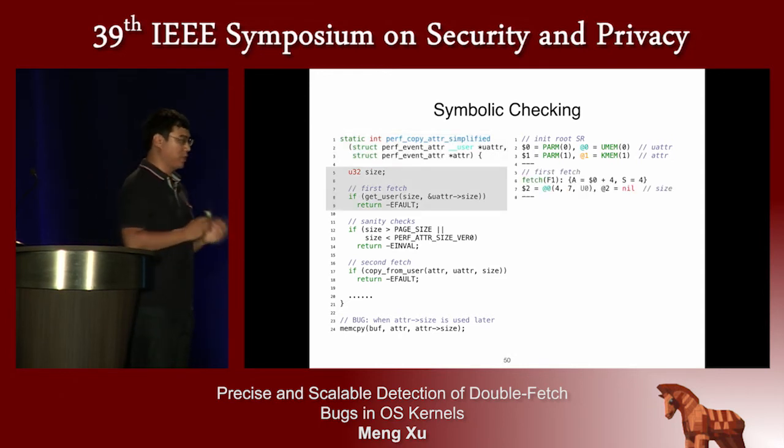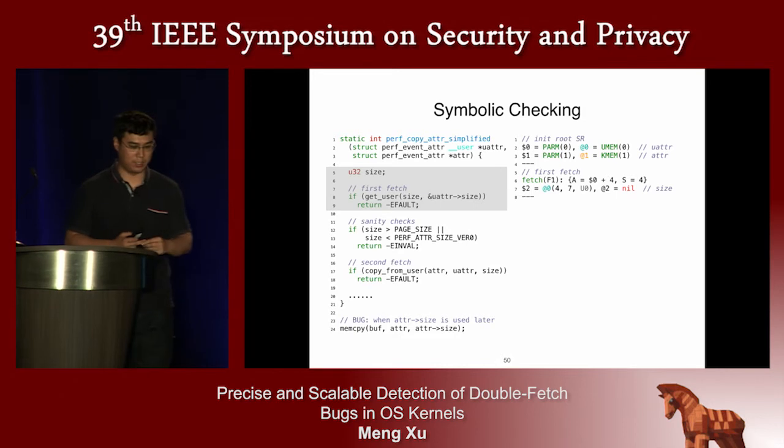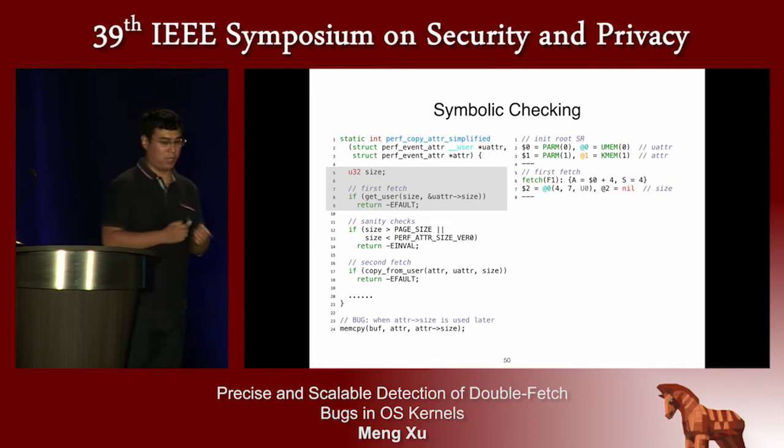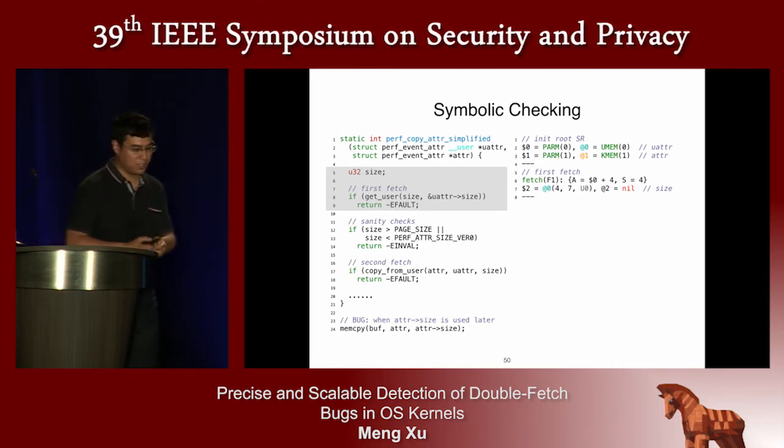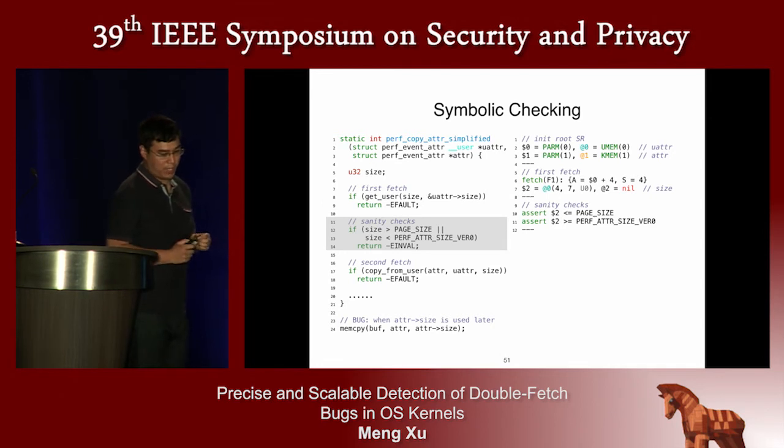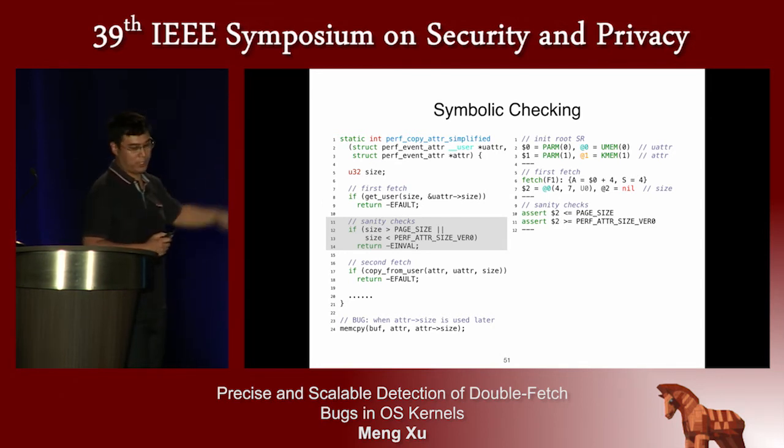Then during the first fetch, you collect the fetch information, denoted as fetch f1. It tells you that the starting address is the first parameter plus 4, and the size is 4. Basically, you fetch 4 bytes from the user. Then you do some sanity checks, translated into symbolic execution: if you are going to reach the second fetch, you expect that this size variable, represented by $2, has to satisfy certain conditions.